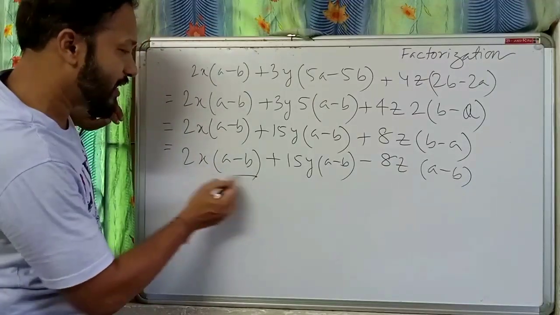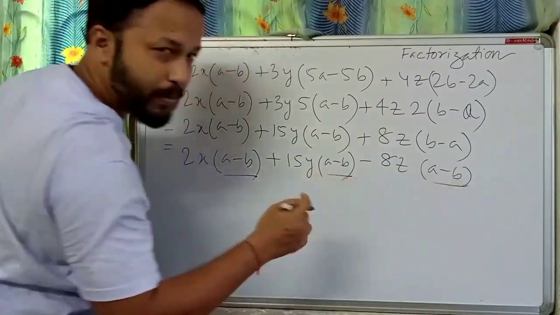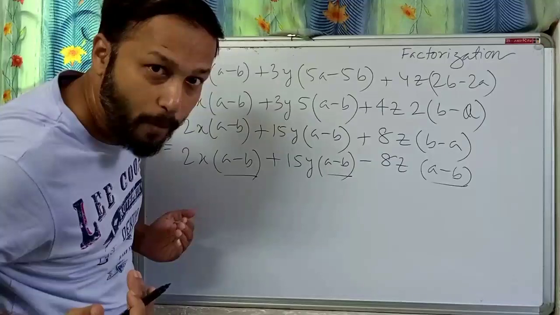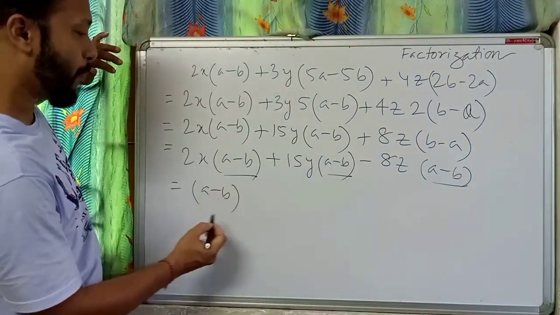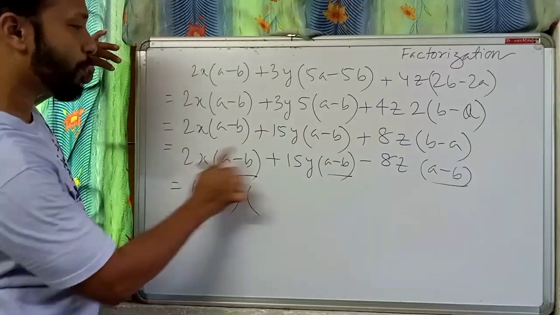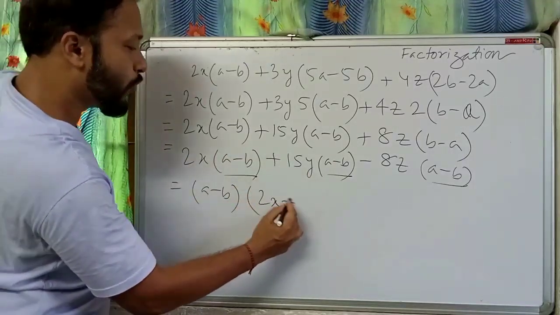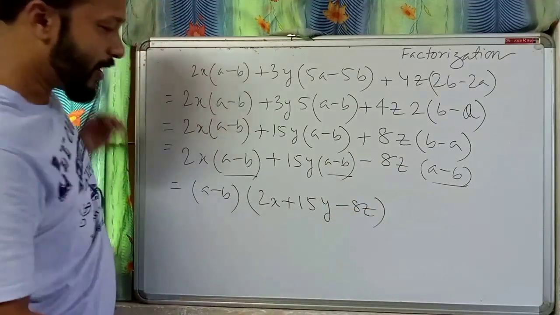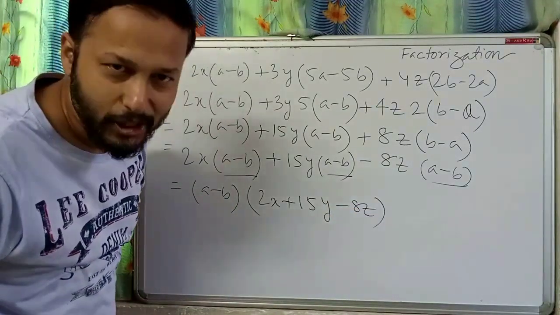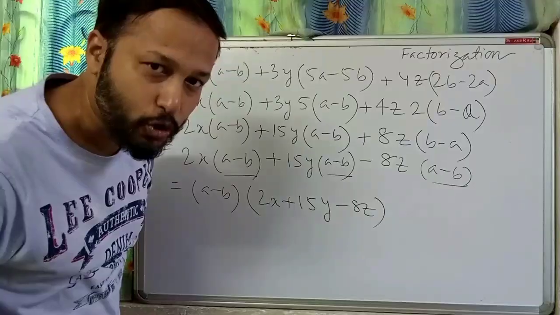See here, a - b is common, so take it common. What is left? 2x plus 15y minus 8z. This is the result. Easy, no? Let's move to the next question.